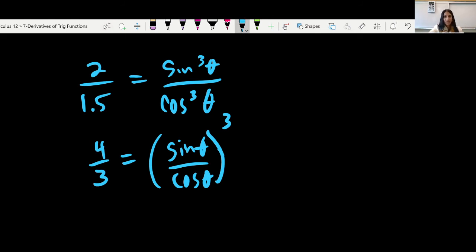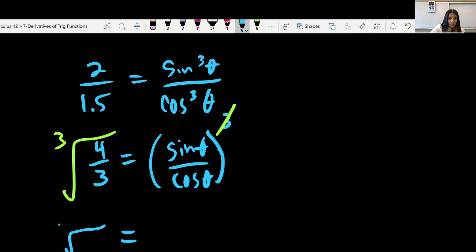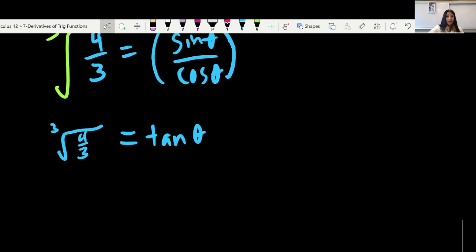So again, if algebra is all about opposites, then I would cube root both sides. So by cube rooting both sides, that would allow me to get rid of this. So I hope that so far that's making sense. That would mean that I have the cube root of 4 over 3 equals, do you see that sine theta over cos theta is just tan theta? So I'm pretty much there.